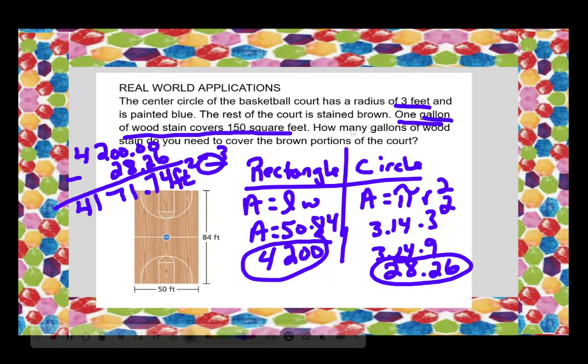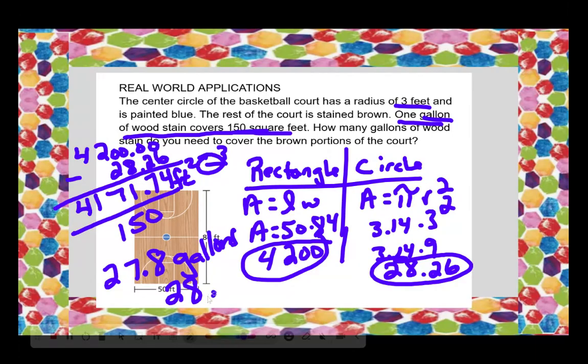We know 1 gallon covers 150 square feet. So we are going to take this number and we are going to divide it by 150. So I got 27.8 gallons we will need. Okay, you can't really buy 0.8 gallons of a can of paint, so you need to buy 28 gallons of stain for this basketball court.